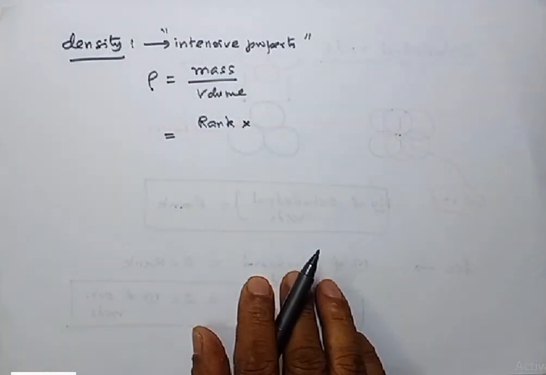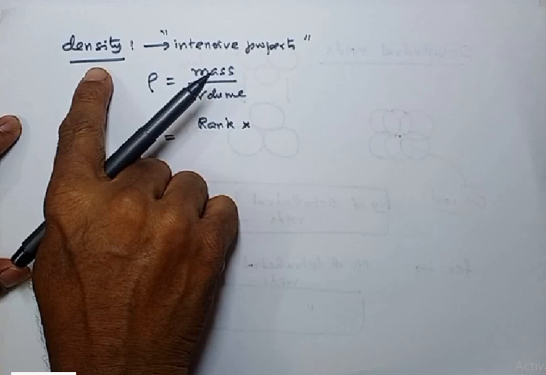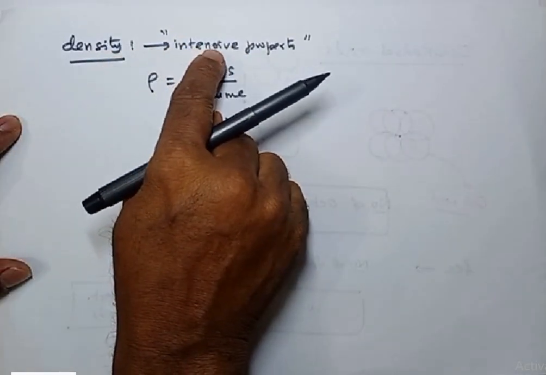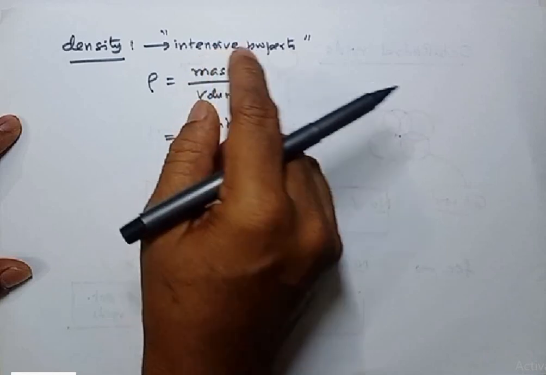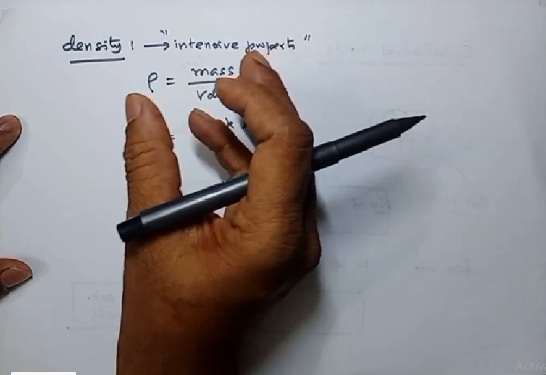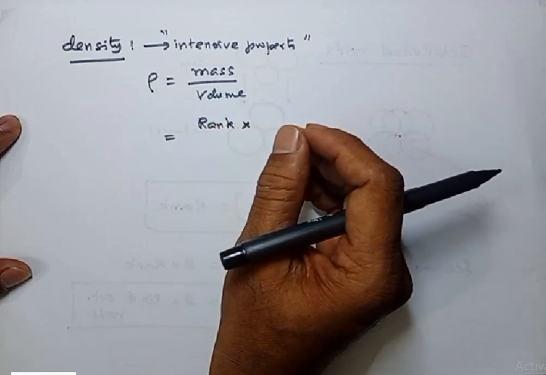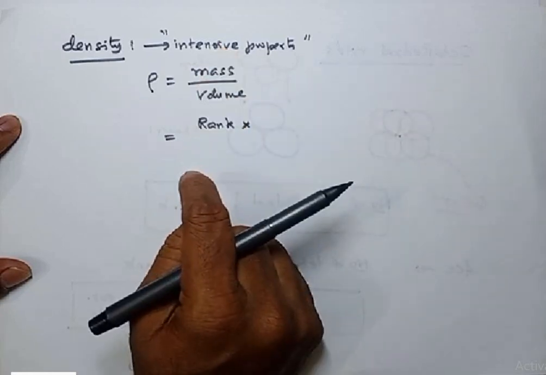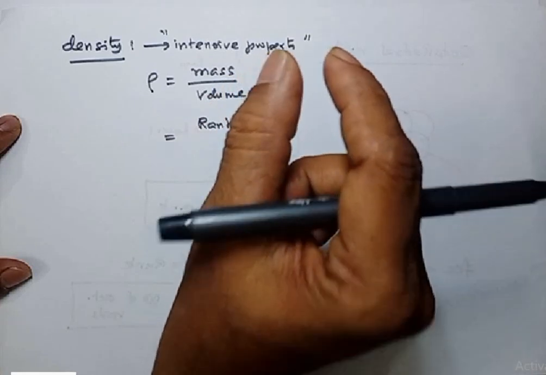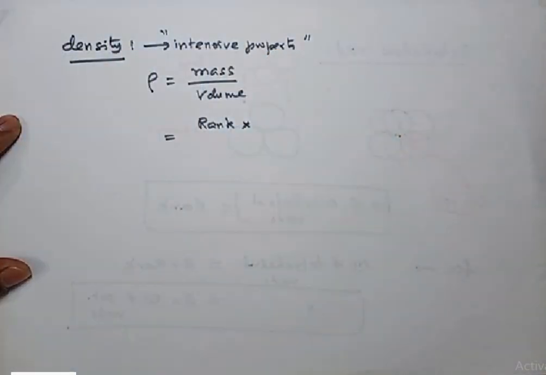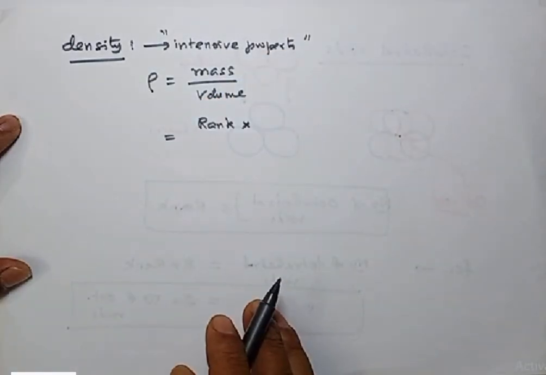So the next important one is density of crystal. You know very well, density is an intensive property. Therefore, to find density, you need not take the entire crystal. Since it is an intensive property, you can take one unit cell and find the density, which is equal to the density of the crystal, because it is an intrinsic property, right?